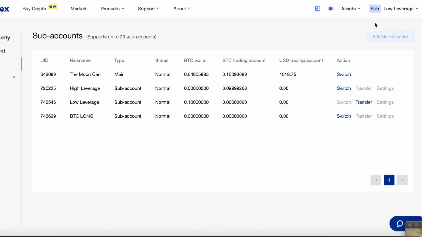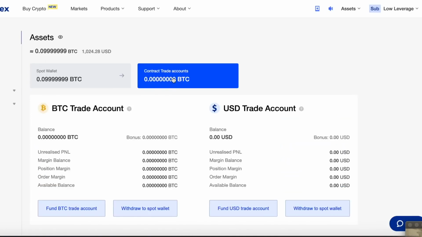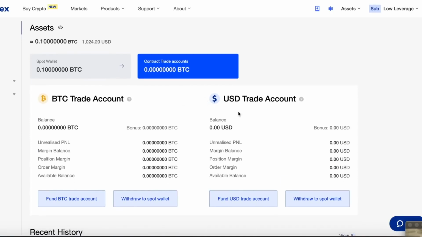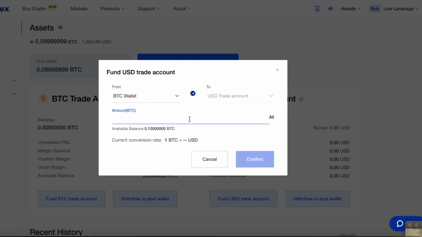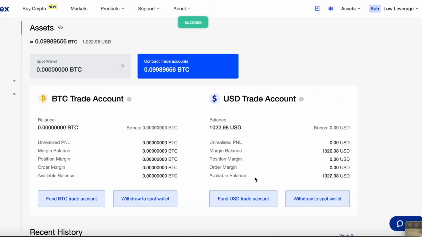So we have to fix that. Click assets up here. And now we can see that in this sub account, we have 0.1 Bitcoin in our spot wallet. So we can do spot trading with this, but we need to fund our contract trade accounts here to trade Bitcoin or Ethereum, and to trade these altcoins, Chainlink, and gold, for example. We need to fund this US dollar trade account. So I click fund US dollar trade account, and we fund. We can just click all here, and then we get quotation, and we click confirm, and there you go.